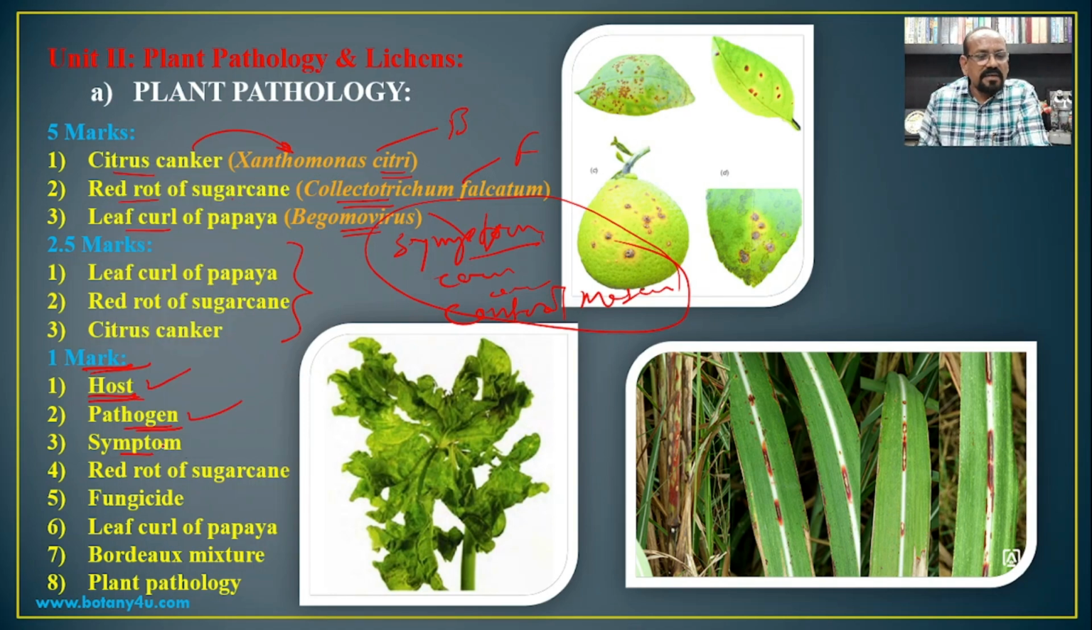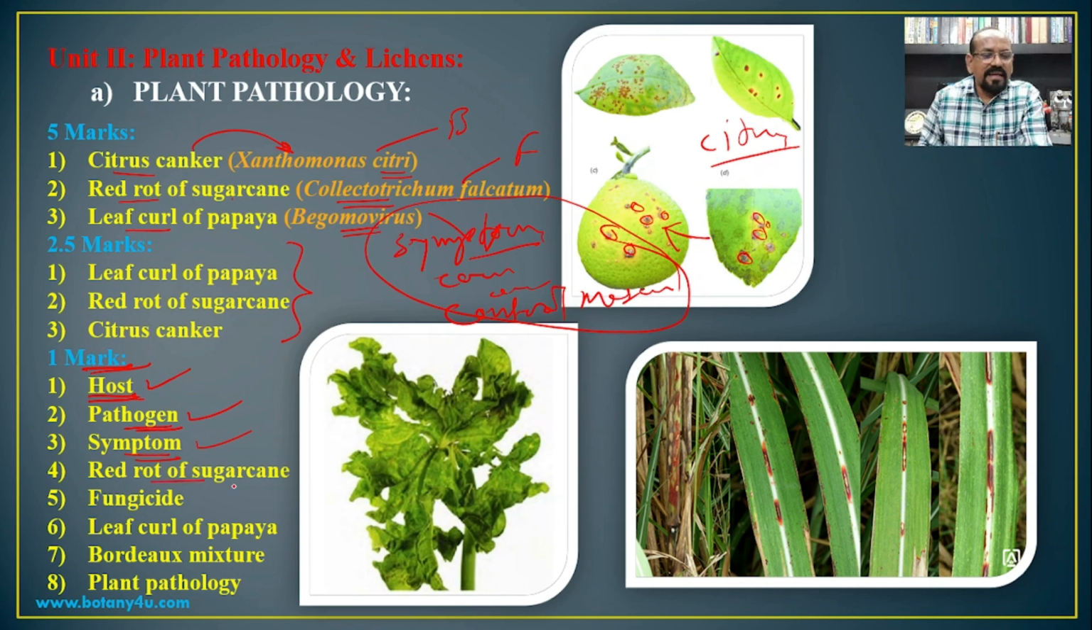Symptom. If you see any plant disease, say for example this citrus leaf and fruit, you will find the development of certain spots on the fruit as well as the leaf of the citrus. So this is the identification mark, or certain morphological characteristics, on the basis of which we can identify this disease, and such characteristics are known as the symptom.